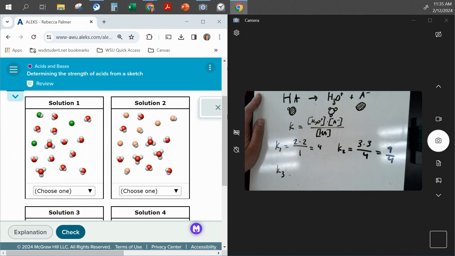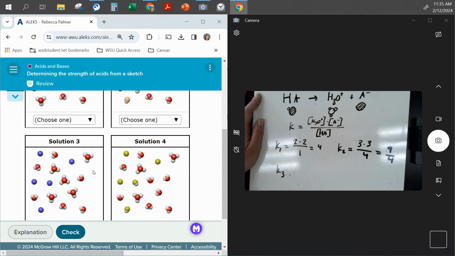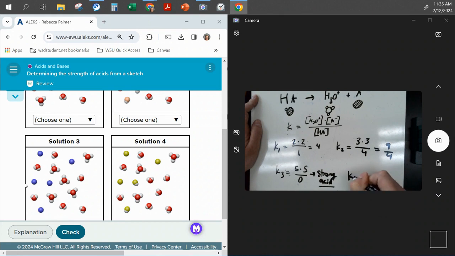Okay, K3, the third acid. We have 1, 2, 3, 4, 5 hydroniums, 5 conjugate bases. We have 0 of the conjugate acid, the original acid. So this automatically tells me that it's a strong acid. This is going to be the strongest. So if there's no original acid, that means all of them broke apart. That's the strongest acid. That's a strong acid.